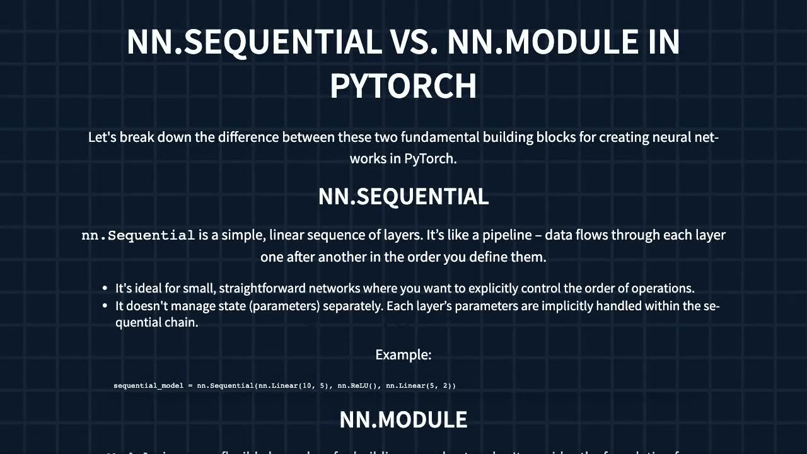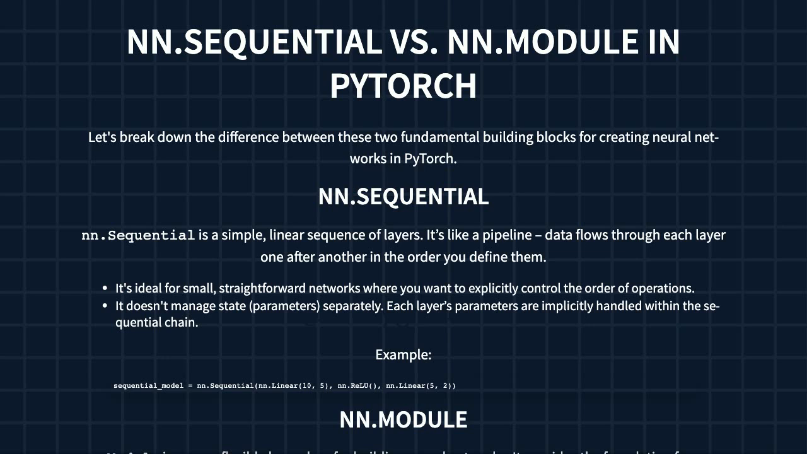Okay, let's talk about nn.Sequential and nn.Module in PyTorch. They both help you build neural networks, but they're quite different. nn.Sequential is like a simple chain of layers. Just put them in the order you want, and data flows through them one by one. It's great for small, straightforward models.